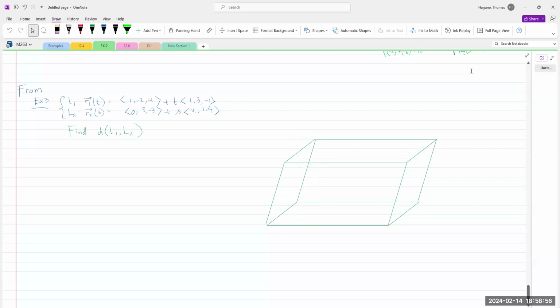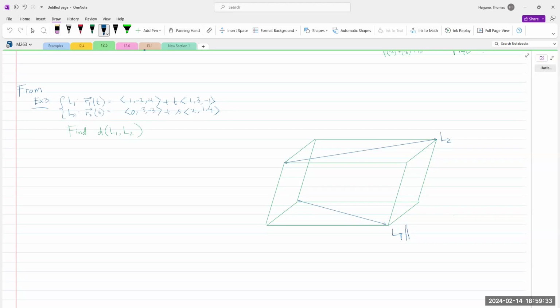So let's say those two lines are these lines here. One of them is this, and another one is this. Okay. So we already showed that those two lines are skew, right? Now, how do we find the distance between them? Now, suppose this is our L1 and this is our L2.